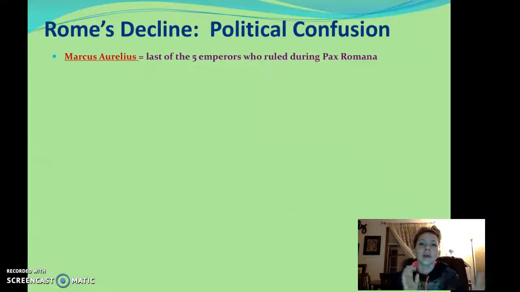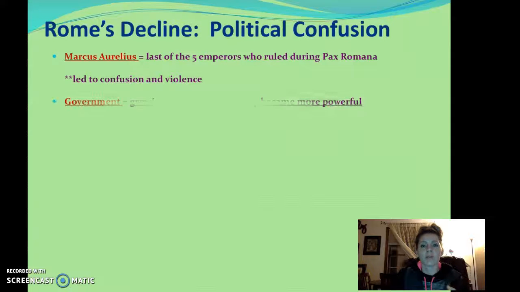In the Pax Romana, the Roman peace, the five good emperors were the last emperors of that time frame. Marcus Aurelius was the last one. After Marcus Aurelius died, the empire is going to break out into some confusion. Who's going to be the next leader? How are we going to protect this really large empire?